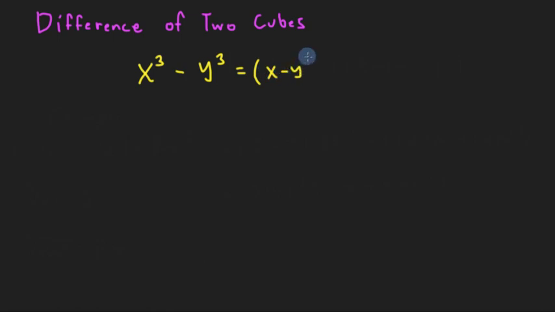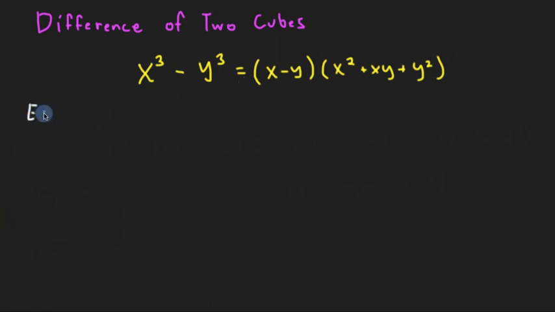x minus y times x squared plus xy plus y squared. So if you see a binomial with two perfect cubes and you're getting their difference, you can get their factor using this way. So let's try an example.